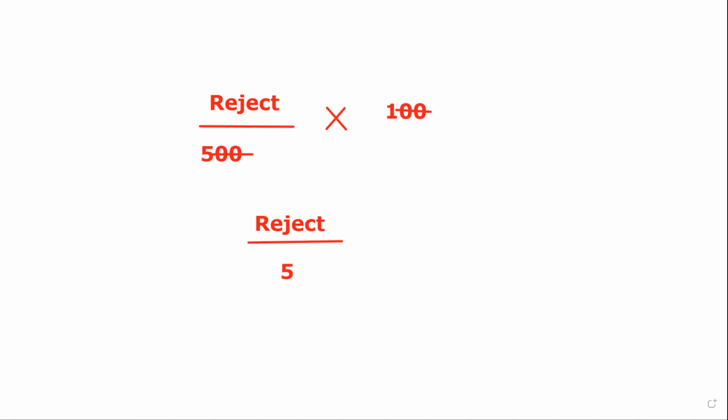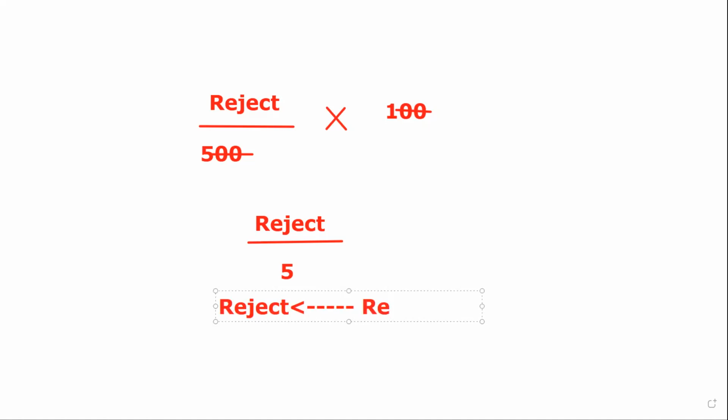Percentage equal to reject percentage. So in our code it is reject. This is pseudocode, so reject is assigned using the assignment operator in pseudocode.